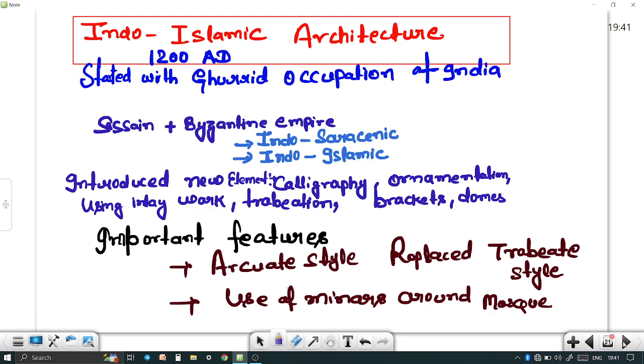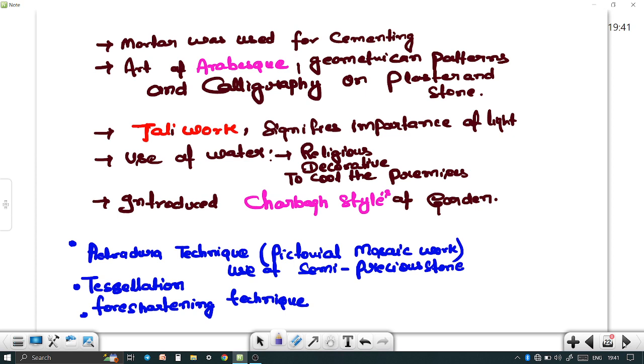Now let me discuss the next. The next important feature is mortar was used as a cementing agent. Muslims were forbidden to replicate living forms on any surface, and developed their religious art and architecture consisting of the art of arabesque, geometrical patterns and calligraphy on the plaster and stone. Arabesque, an ornamental design consisting of intertwined flowering lines, leaves and flowers.